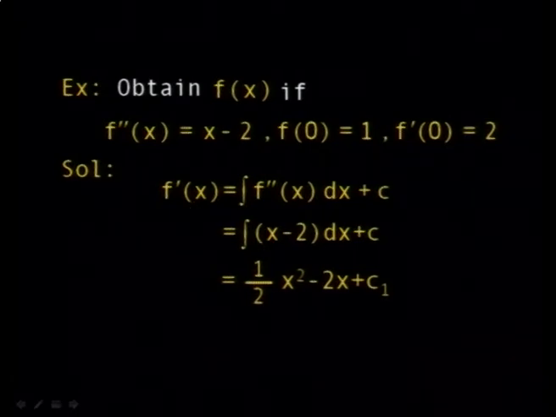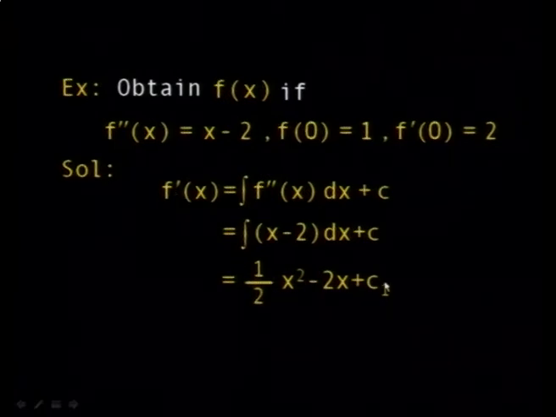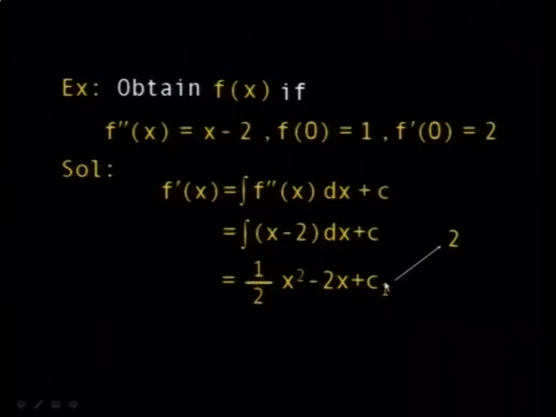And then here you end up with what? That f prime of x is equal to this expression, but you need to calculate c1. So you go back to the initial conditions. Here you have when x is equal to 0, f prime is equal to 2, so you put here 2 and 0, so you get c1 is equal to 2. And then you proceed further.